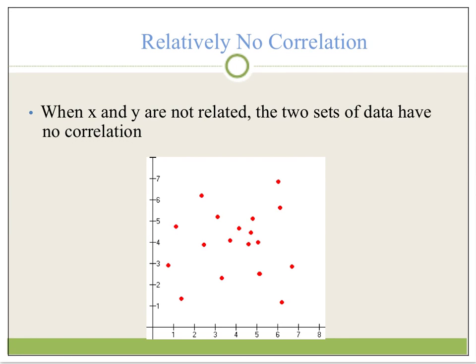In this example, the two sets of data are not related. There is no correlation. There is no trend line, so you do not have a positive correlation nor a negative correlation.